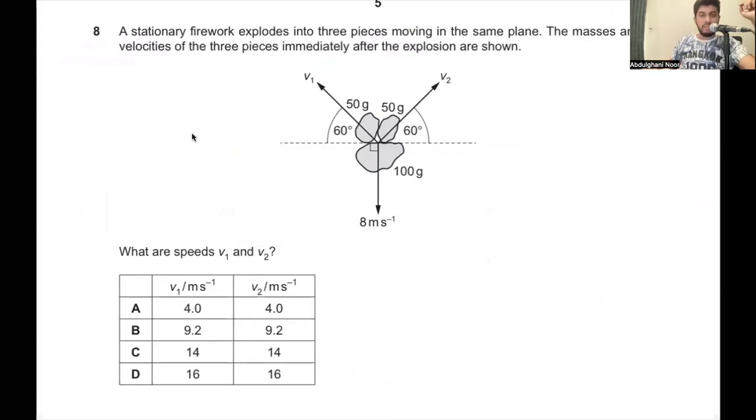Question 8 says a stationary firework explodes into three pieces moving in the same plane. The masses and the velocities of the three pieces immediately after the explosion are shown. What are the speeds v1 and v2? Acha. For this question, I know this is a question on conservation of momentum, but it's 2D. Since it's two-dimensional, I'll have to resolve my momentum. To resolve my momentum, I'll have to resolve my velocities.